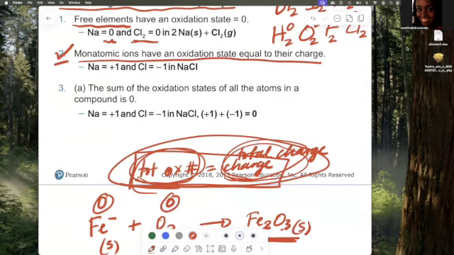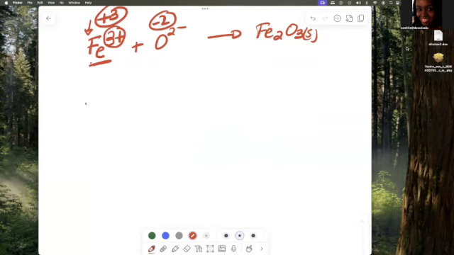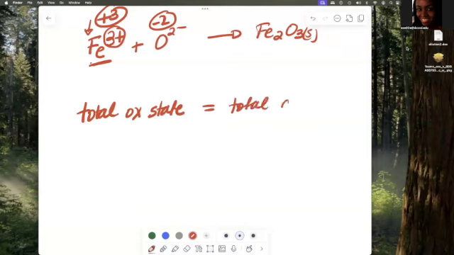But rule number 2 also introduces the oxidation number of the ions in the compound, which I don't want to deal with here. I actually want to deal with that in rule number 3. Rule number 3 says the sum of the oxidation states of all atoms in the compound is 0. It sounds a lot more like this rule to me, right? So we're told total oxidation state equal total charge.